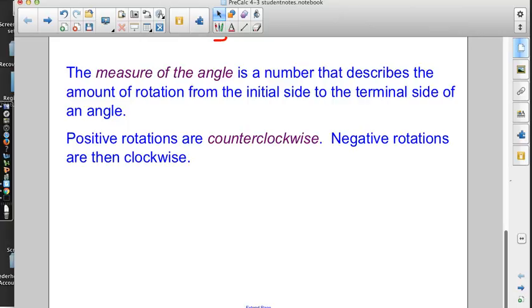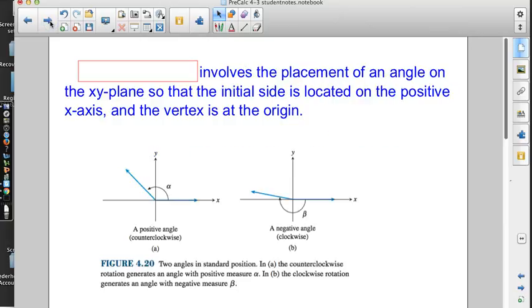Now the angle we saw up there was not lined up with that positive x-axis for that initial side. And that's because it wasn't in this form, which is standard position. We like standard position because most of the math that we do becomes easier if we're using 0, 0 as that vertex and lining things up nicely. That gives us a really good visual. That always makes trig easier too. So it involves the placement of an angle on the xy plane so that the initial side is located on the positive x-axis. The vertex is the origin, and then your terminal side describes where your angle should land.